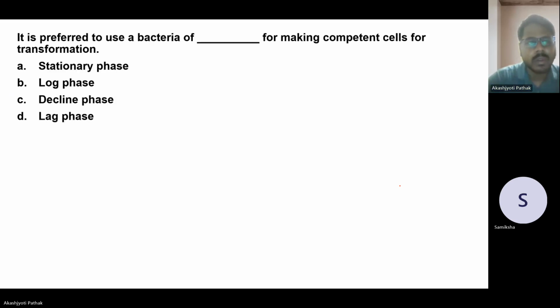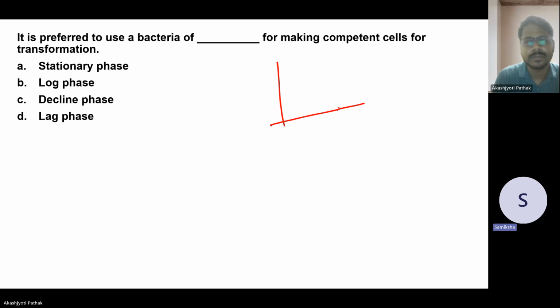Next question: it is preferred to use a bacteria of dash for making competent cells for transformation. So you know the bacterial growth curve. Yes, sir. The bacteria is increasing.